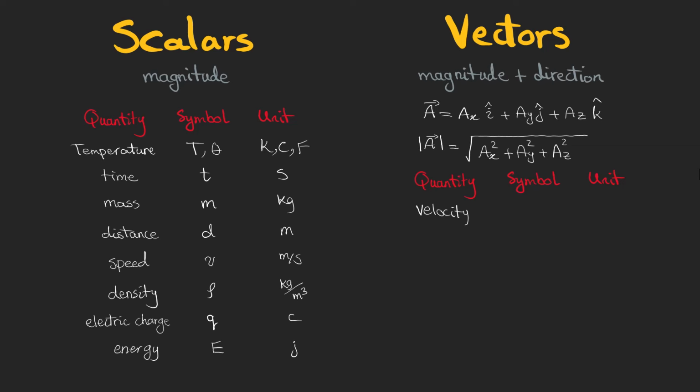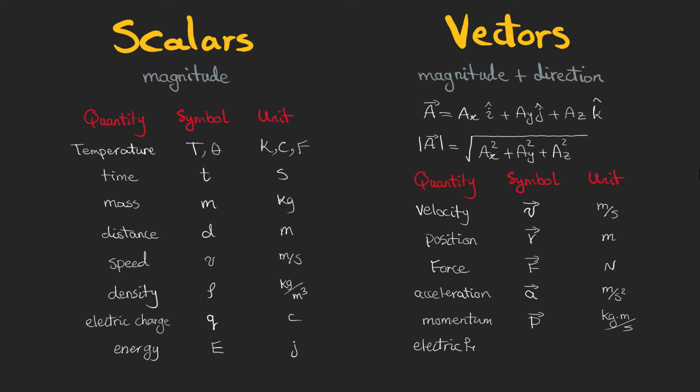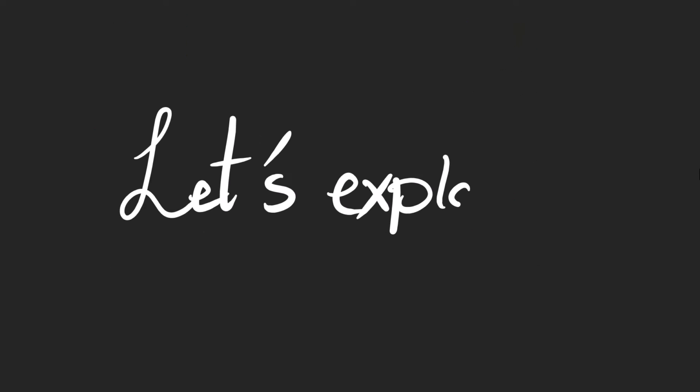For example, the velocity of a particle or an object is a vector quantity. Other examples of vector quantities are position, force, acceleration, momentum, electric field, and so on. Now it's time to explore how we can use these quantities to talk about physical laws. Our first example is the famous Newton's second law.